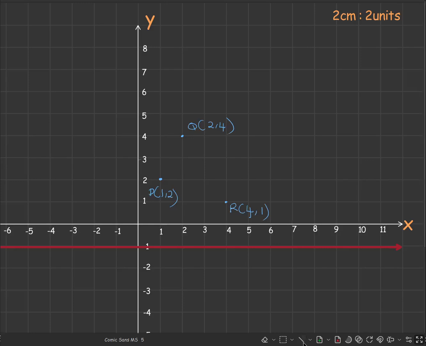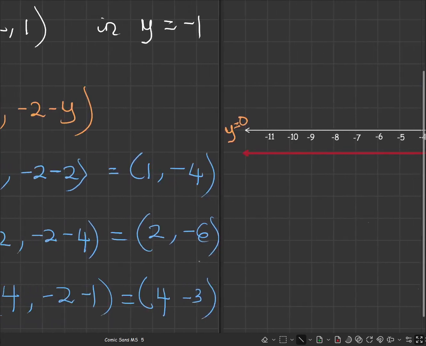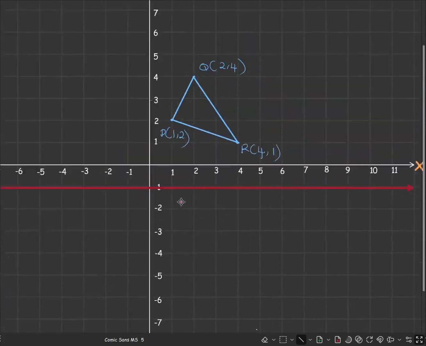With these coordinates, what we do is join the points to form our triangle. Since we're told in the question that it is a triangle, you have to complete that. Now we want to reflect this triangle over this line, you see. Looking at our calculation, these are the points we are going to use to do that: (1, -4), (2, -6), (4, -3).